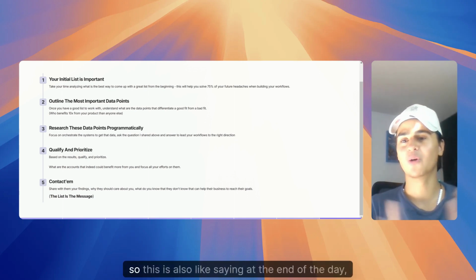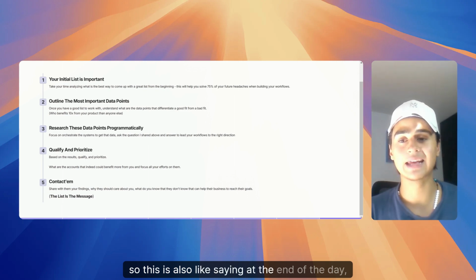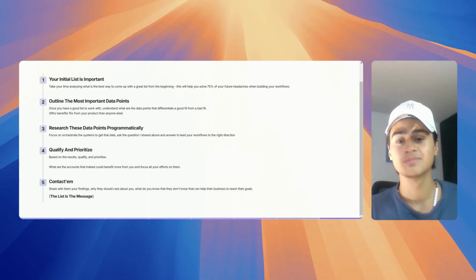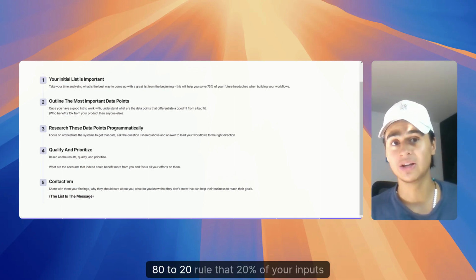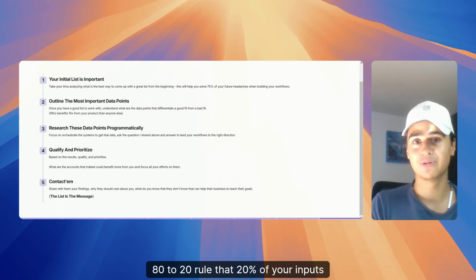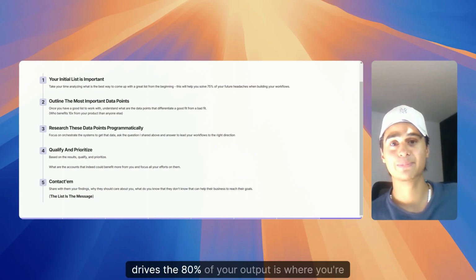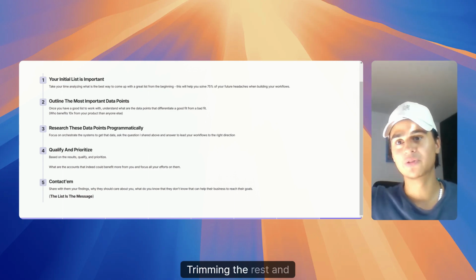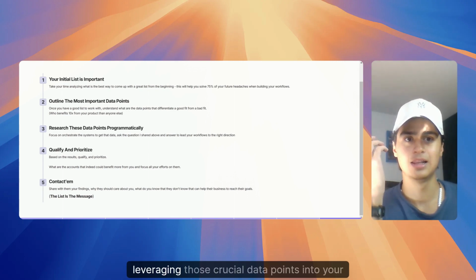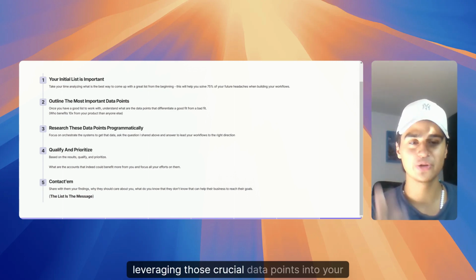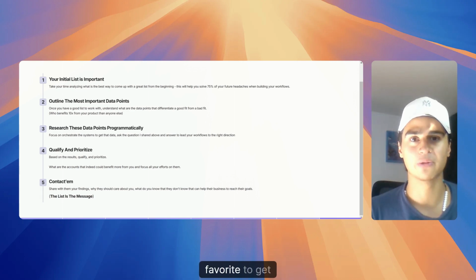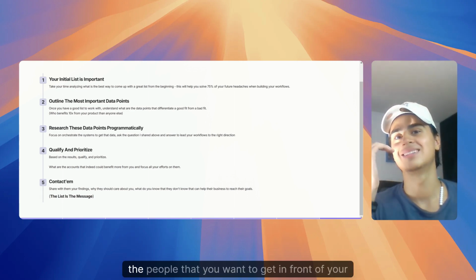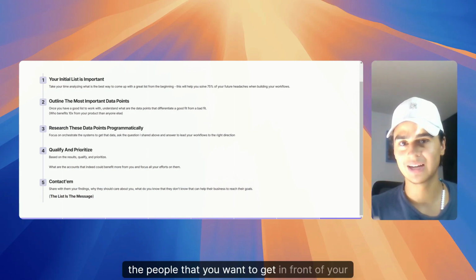This is also like saying, at the end of the day, the 80/20 rule: 20% of your inputs means 80% of your output. This is where you focus on what matters, trim the rest, and leverage those crucial data points in your favor to get the people that you want in front of your door.